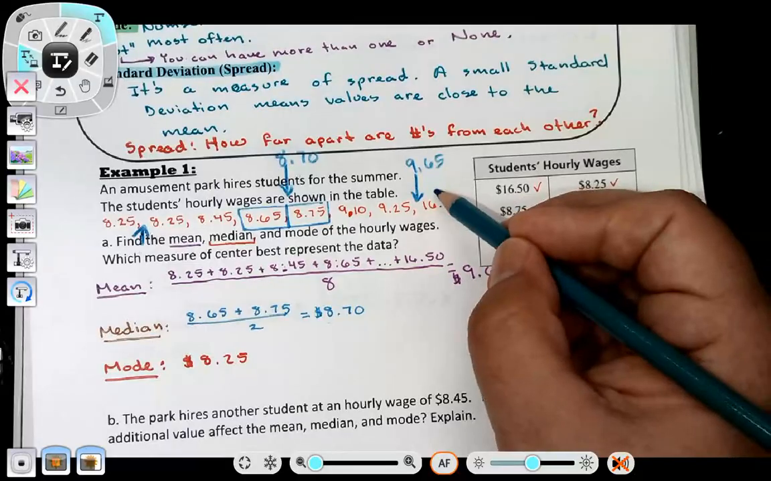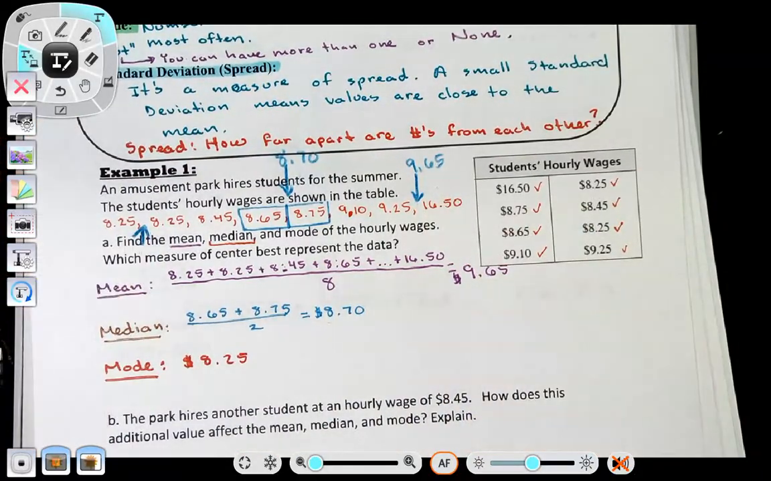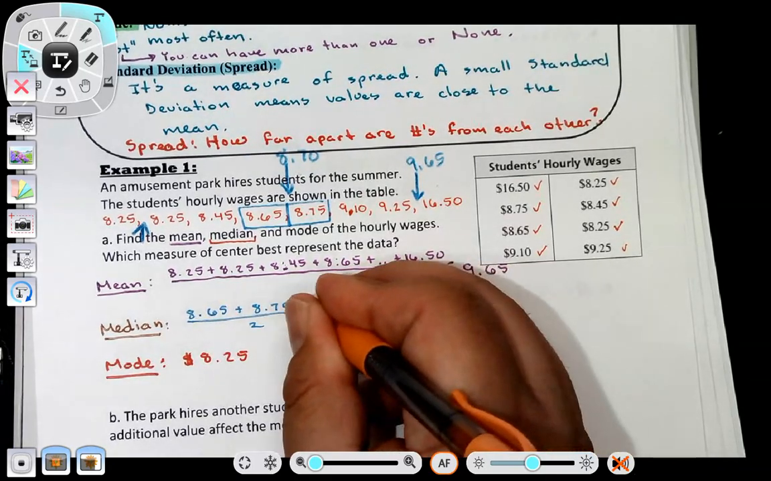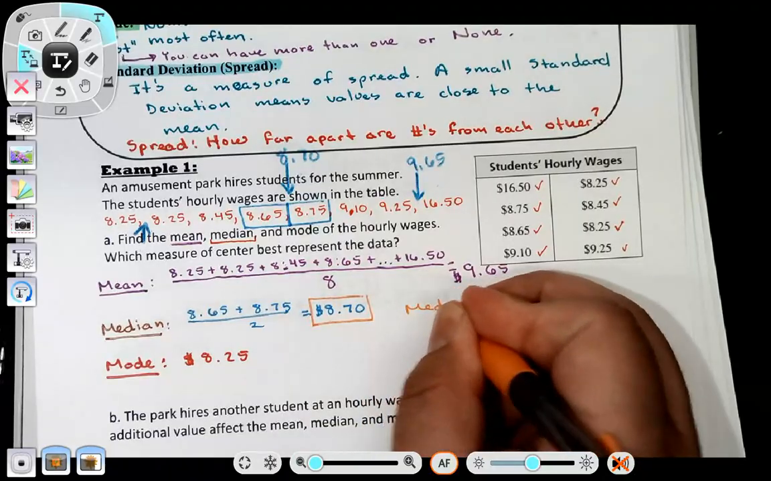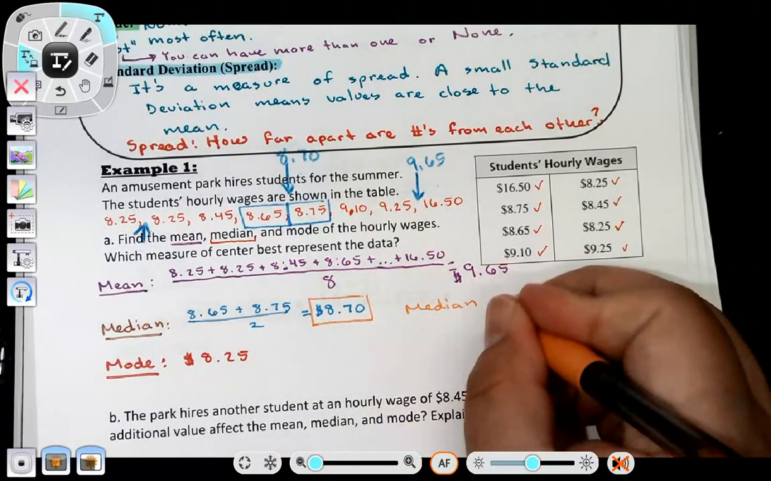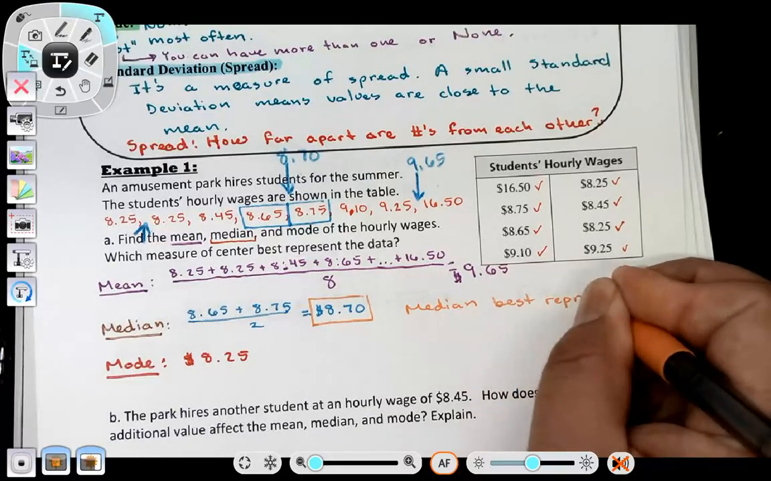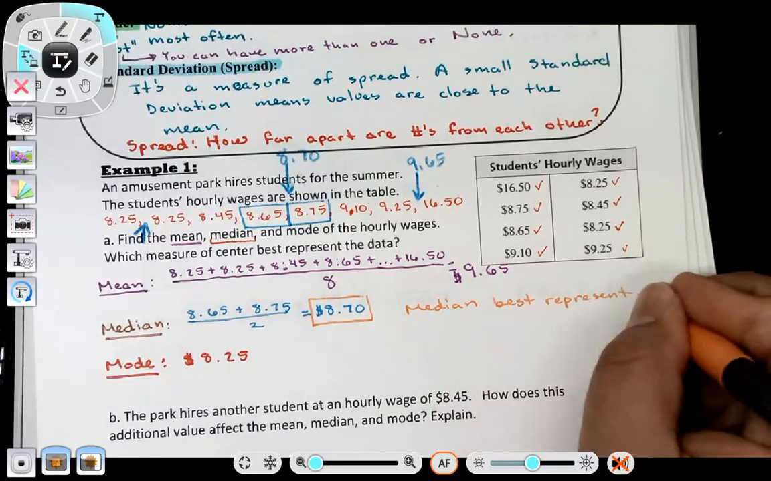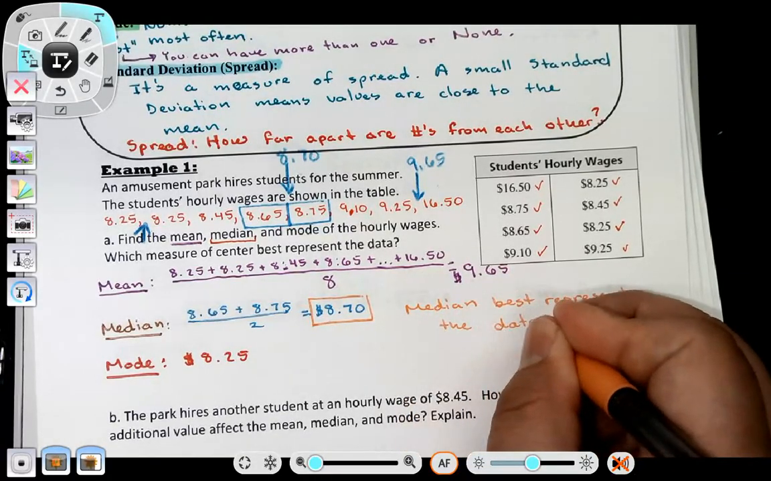Why is 965 also not a good choice? Yeah, it's way too high. Look at how many numbers are behind it. That's way too many. We want something, that's why it's called the central measure, right? We want something to be closer to the middle of everybody, right in between. So yeah, 870, the median, best represents the data.